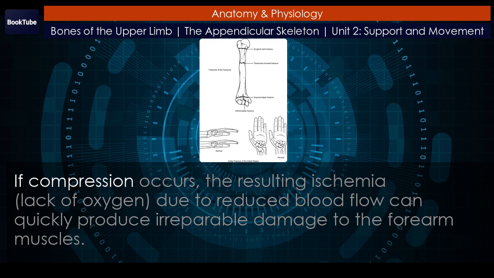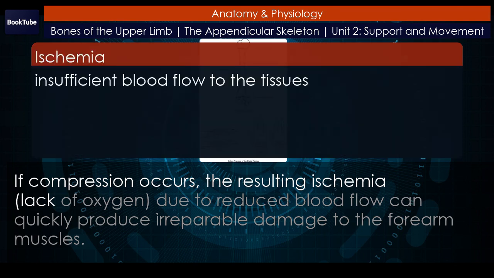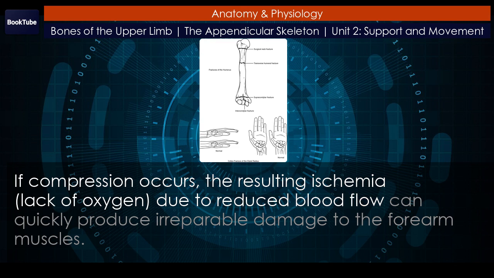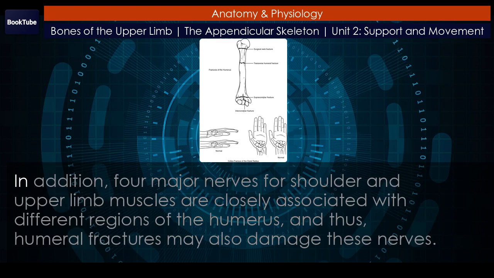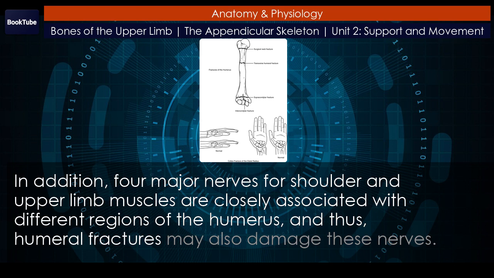If compression occurs, the resulting ischemia, lack of oxygen, due to reduced blood flow can quickly produce irreparable damage to the forearm muscles. In addition, 4 major nerves for shoulder and upper limb muscles are closely associated with different regions of the humerus, and thus, humeral fractures may also damage these nerves.